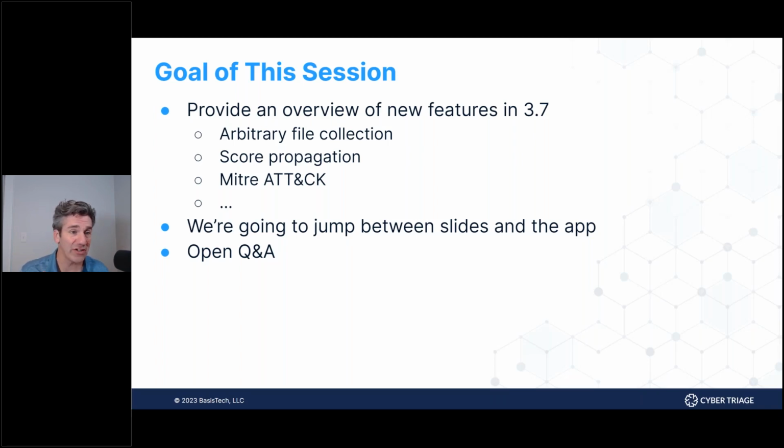So, basic agenda: we're going to give an overview of the new features in 3.7. Primarily three things. One is arbitrary file collection, second is score propagation, third is the MITRE ATT&CK framework. There are some other small things that we'll dabble into. We're going to jump between slides and the app.